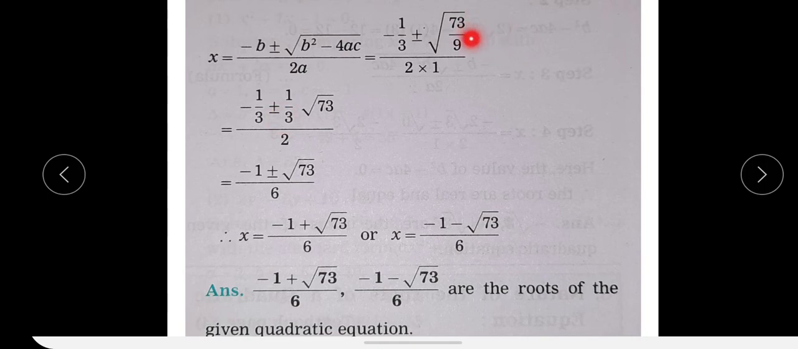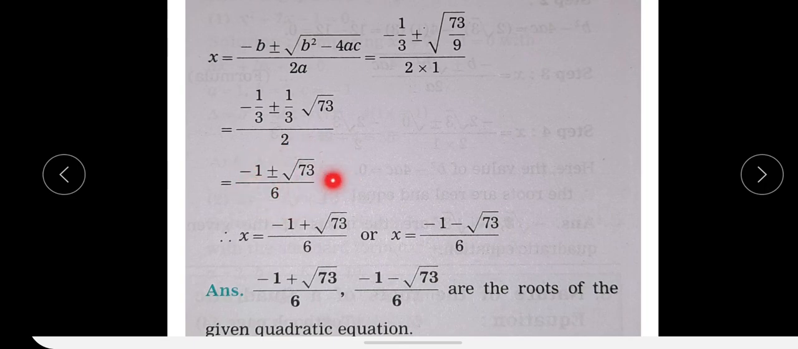Now the square root of this 73 we cannot find. Then separate the square root sign for numerator and denominator. Take square root of 9 as 3 outside. That means it becomes 1 upon 3 again into root 73 upon 2 as it is. Now 1 upon 3 is common. Take it outside. Then numerator will become minus 1 plus minus root 73. Now that 1 upon 3, when we multiplied it by 2, it becomes 1 upon 6. That is, denominator becomes 6.